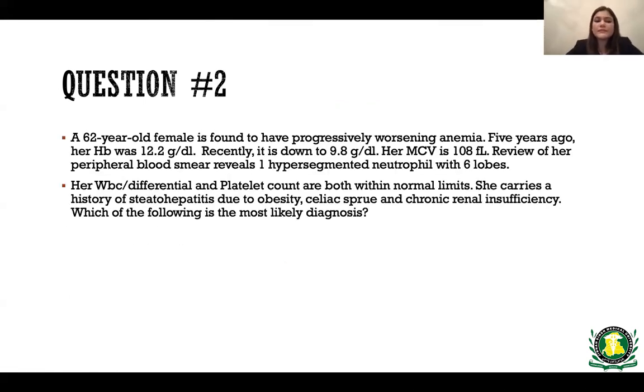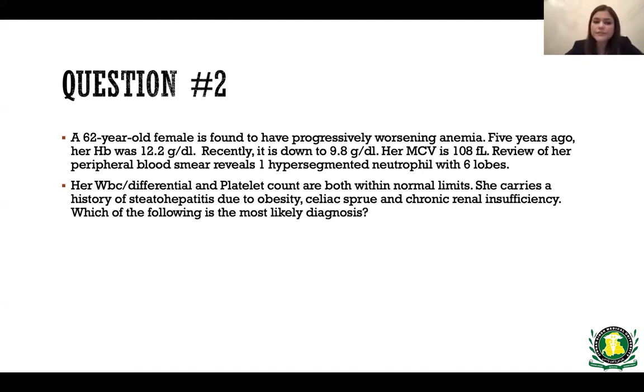Question number 2, a 62-year-old female is found to have progressively worsening anemia. 5 years ago, her hemoglobin was 12.2 gram per deciliter. Recently, it's down to 9.8 gram per deciliter. Her MCV is 108, and review of her peripheral blood smear reveals 1 hypersegmented neutrophil with 6 lobes. And her white blood cell count and differential and platelet count are both within normal limits.